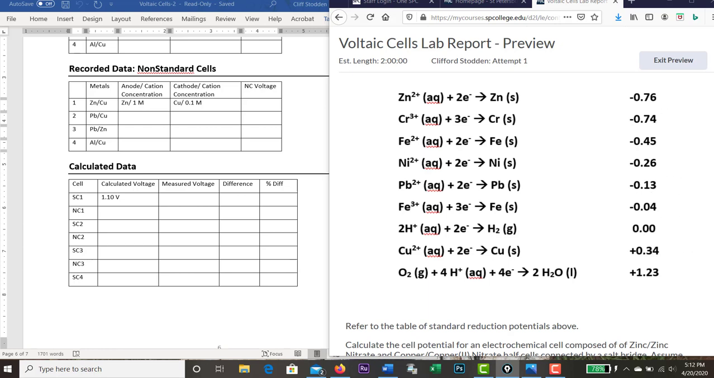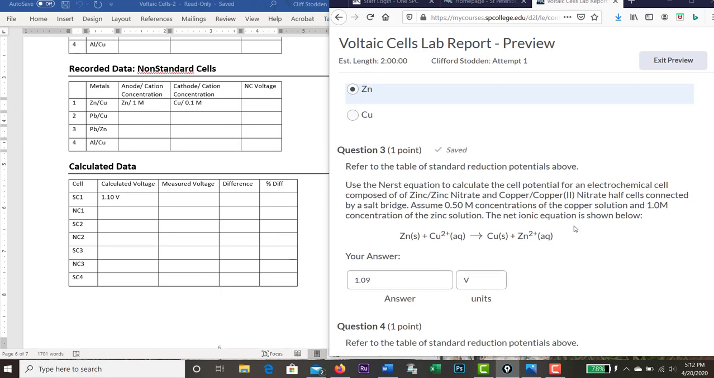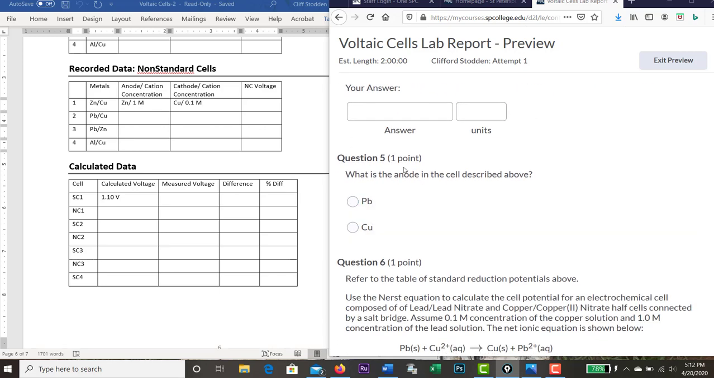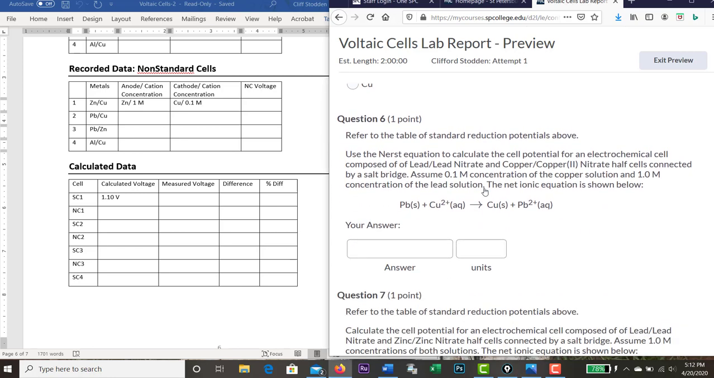So that 0.47 is what would go in the next answer here, and that would be volts. I won't put it in there. And then the anode in the cell described above, that's going to be your lead.